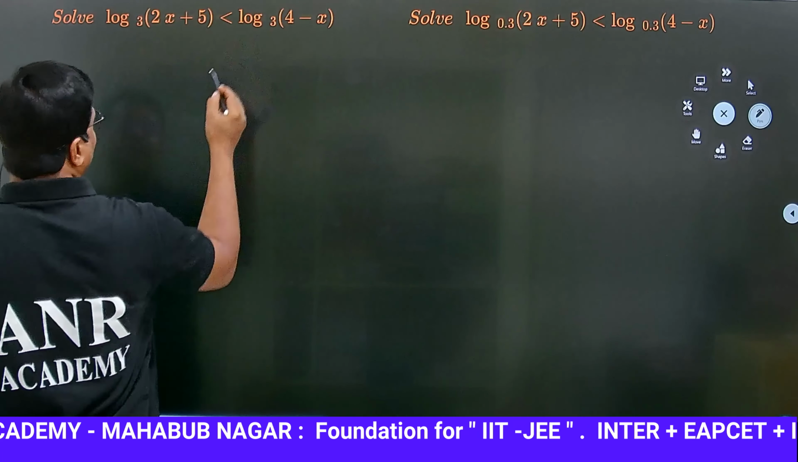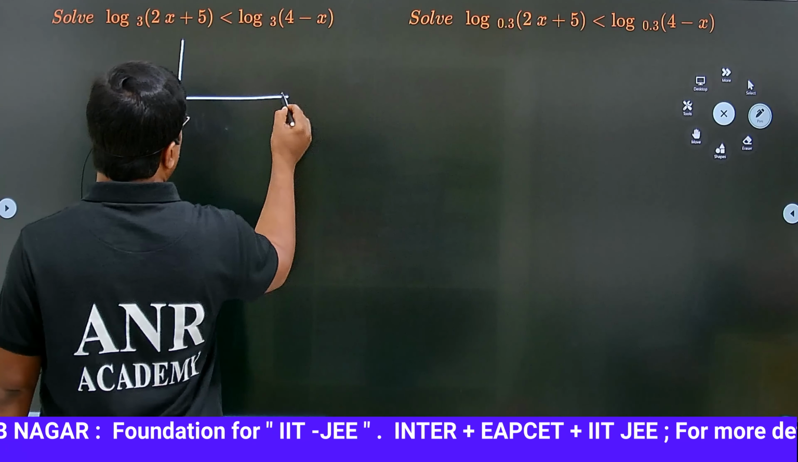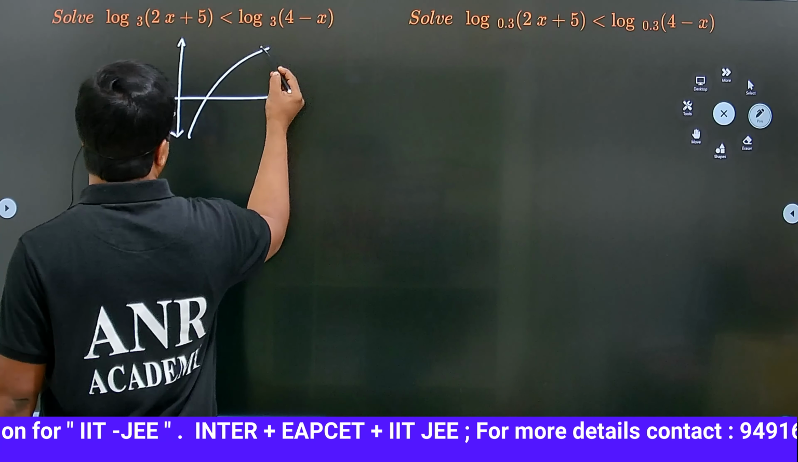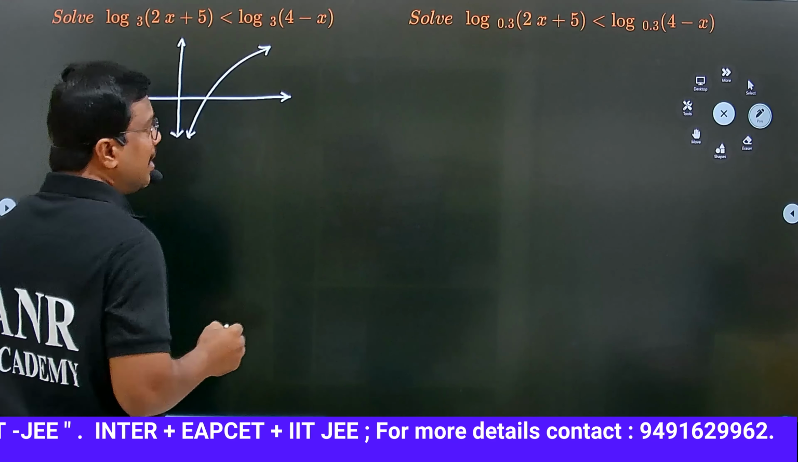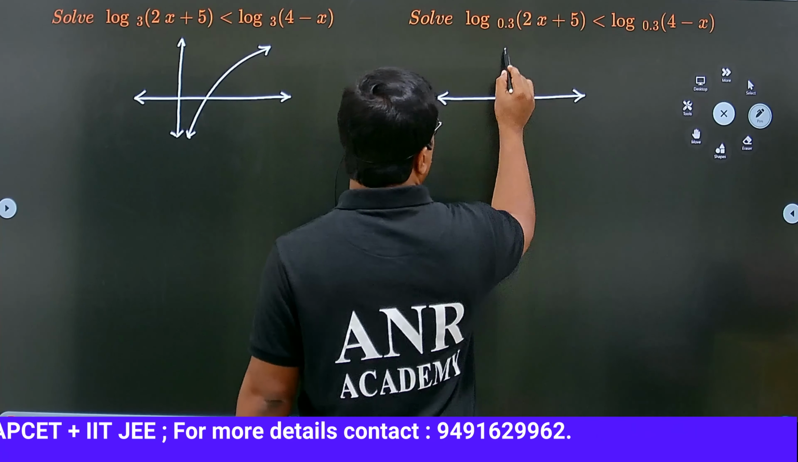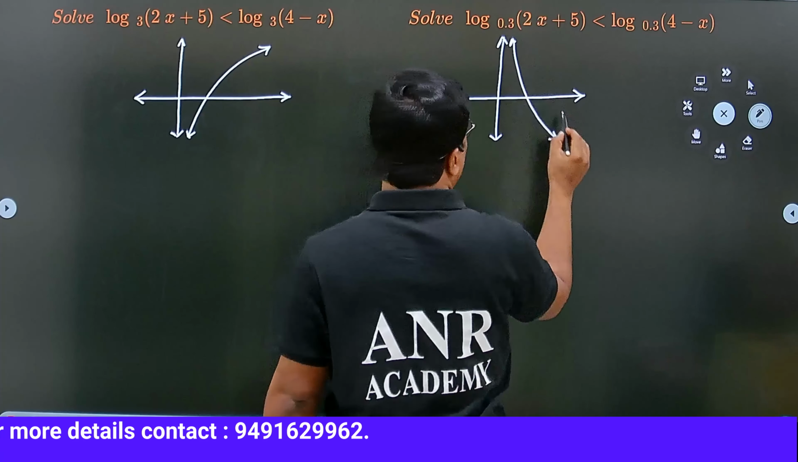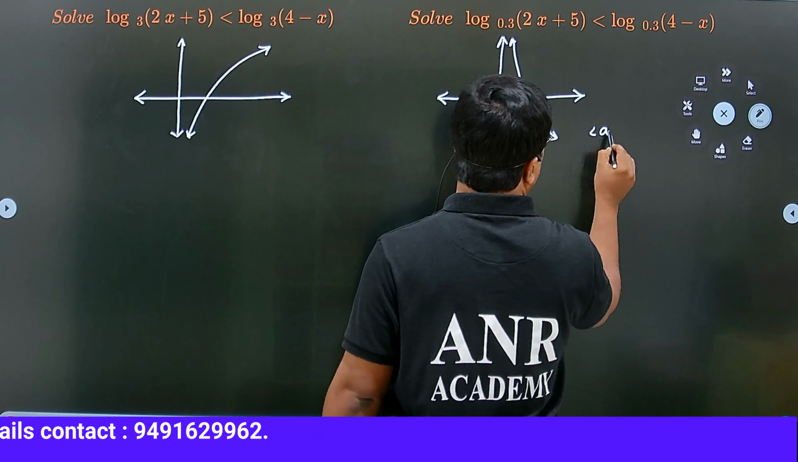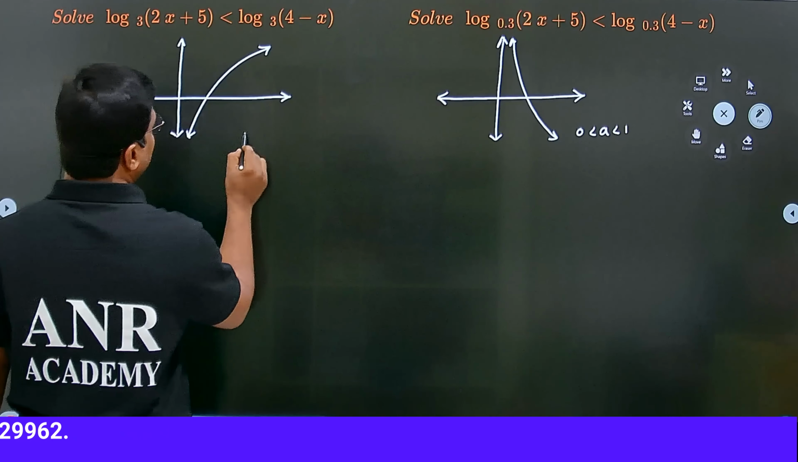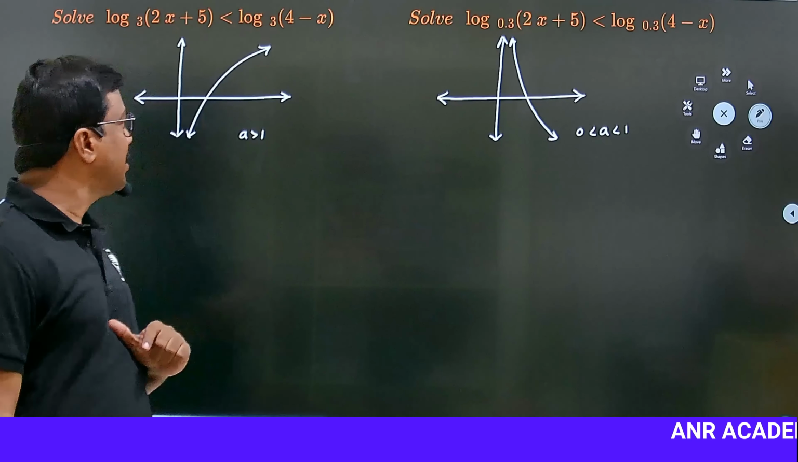Whenever the base value is more than 1, you know that the logarithmic graph is an increasing graph, and you will get the graph in this way. Next, the decreasing graph is in case of base value between 0 and 1. This is the graph of logarithm when the base value is between 0 and 1, and this is the graph of log x when the base value is more than 1. Let us observe these two figures.